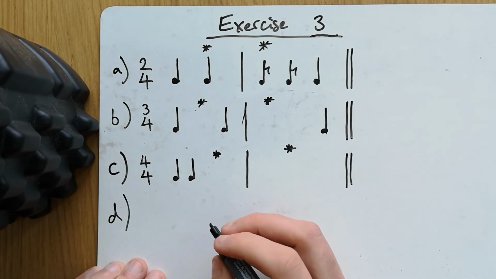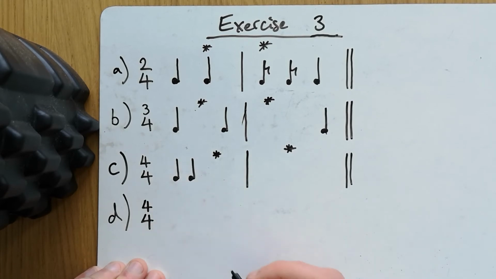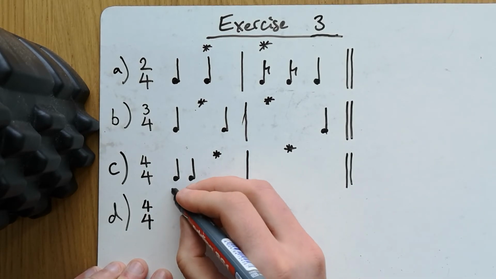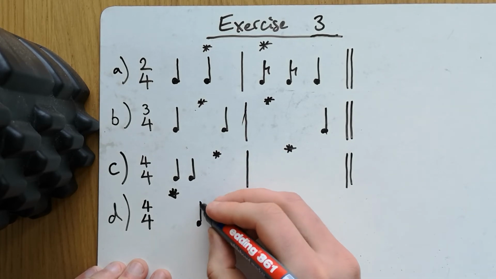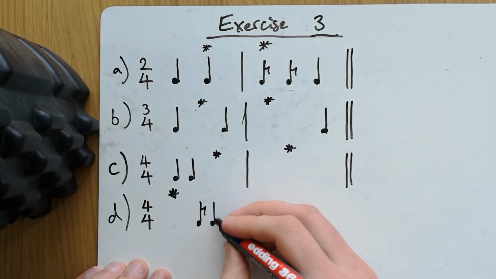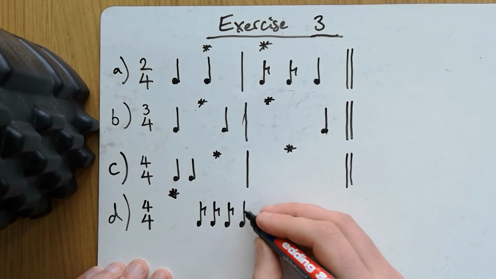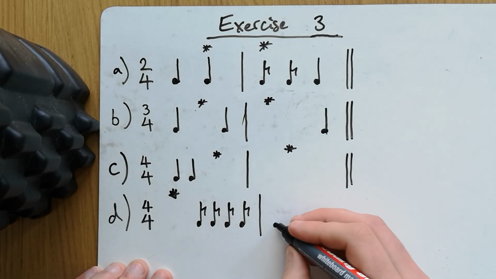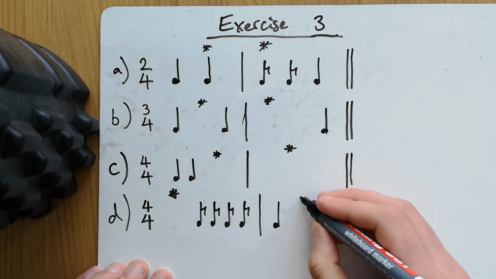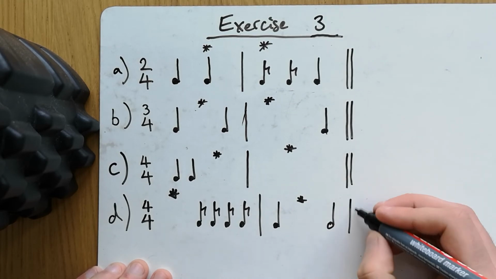Fourth example, let's do another bar of 4/4 again. Let's put a space at the start this time, space there, 4 quavers, bar line, single crotchet beat, space, and a minim.